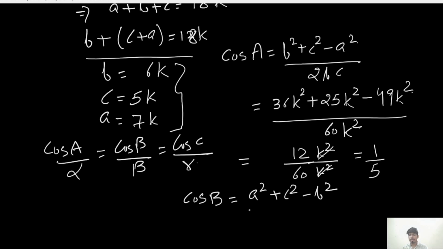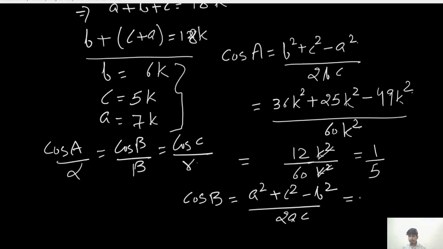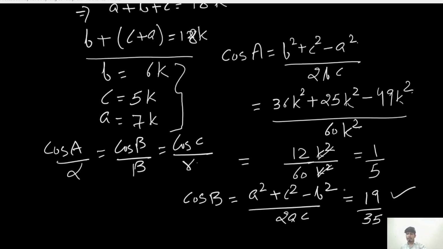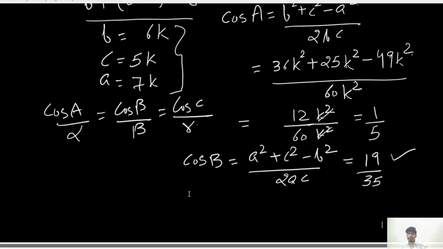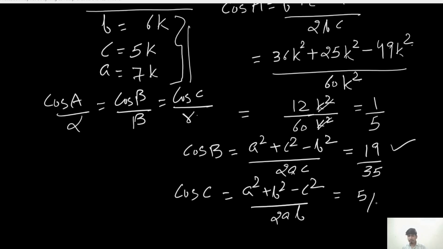Then similarly you can use cos of b, this is also a square plus c square minus b square upon 2ac. Students, you can put a, b, c here, and this is cos b, we can get 19 upon 35, okay. You have to put and check it, this is 19 upon 35, this is true, okay. And cos c similarly, what is the formula of cos c? It is a square plus b square minus c square upon 2ab, and when we put these values, then we get cos c is equal to 5 upon 7, okay.